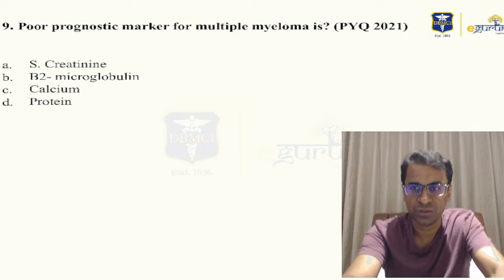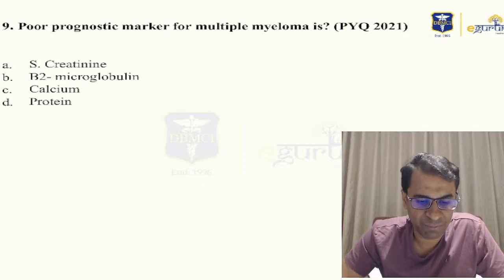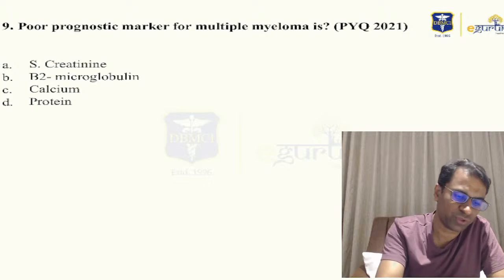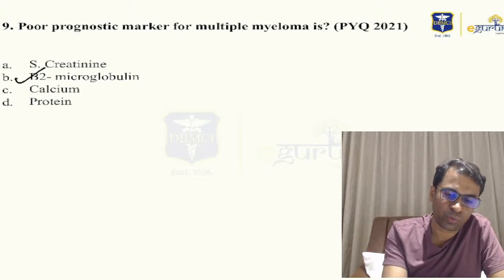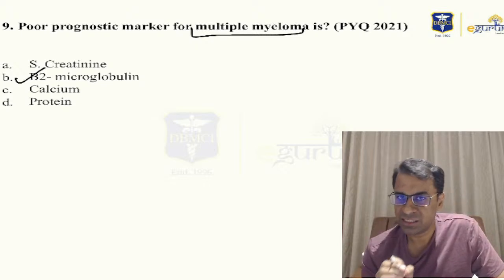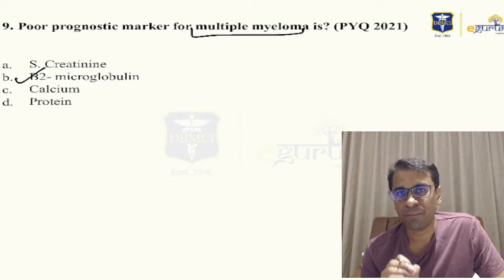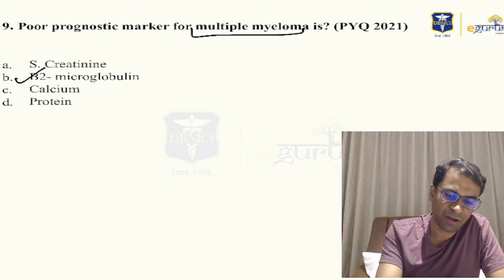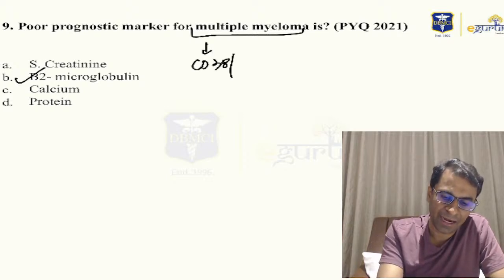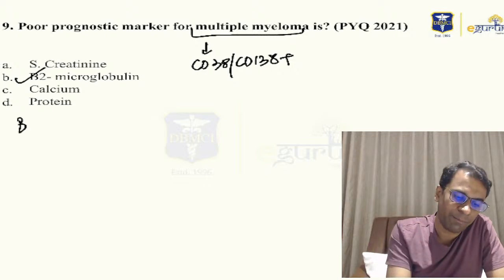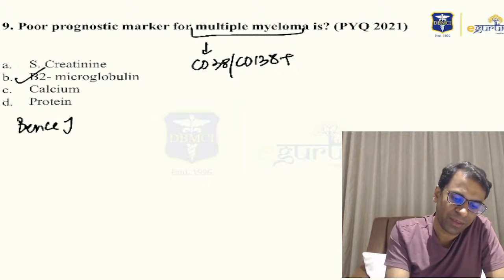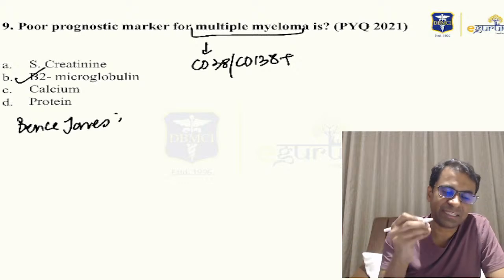Okay. So next question. The poor prognostic marker for multiple myeloma is a simple question. It is beta 2 microglobulin. So in multiple myeloma, what all questions can be asked in NEET? Especially in NEET, they mostly focus on the prognostic marker and the CD marker. The CD markers for multiple myeloma are CD38 and CD138. That is the first question. Secondly, they ask you about Bence Jones proteinuria. Remember, Bence Jones proteinuria is basically what?